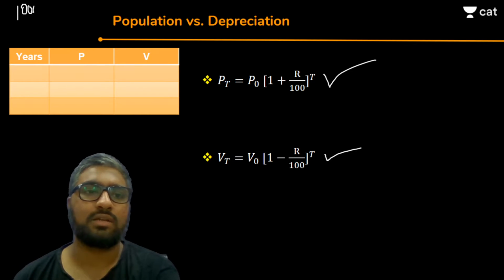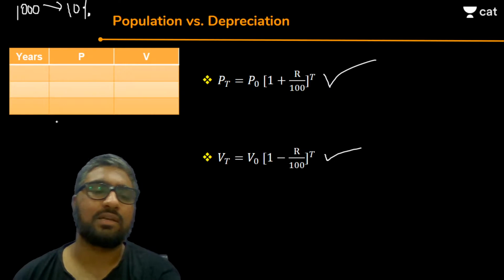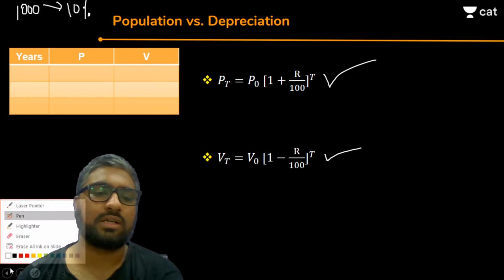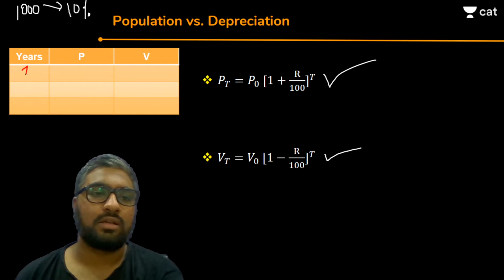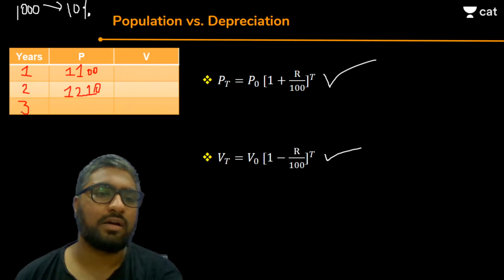1,000 is the population of some town. If it increases 10 percent every year, in the first year 10 percent of 1,000 would be added, so we would have 1,100 people. The second year, again 10 percent would be added, that is 1,210 people. In the third year, 10 percent on this again, which is 1,331 people.